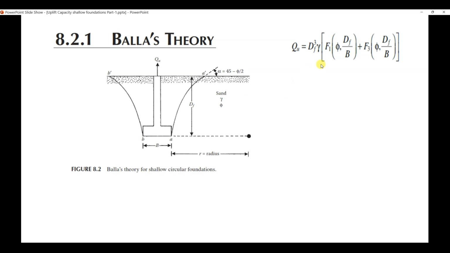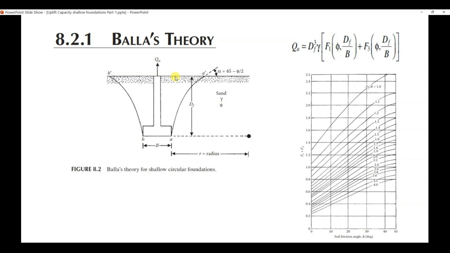And then these two items will be multiplied by a summation of functions F1 and F3. F1 is a function of phi and Df over B, and F3 is also a function of phi and Df over B. The value of F1 plus F3 is provided in the literature directly. For example, you can get F1 plus F3 from this particular chart.